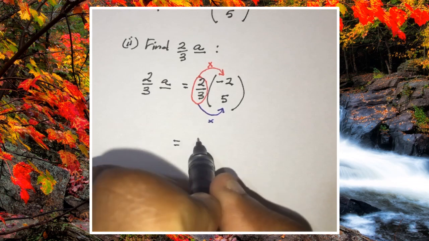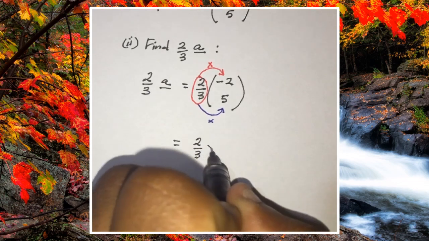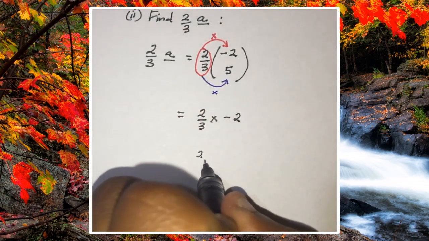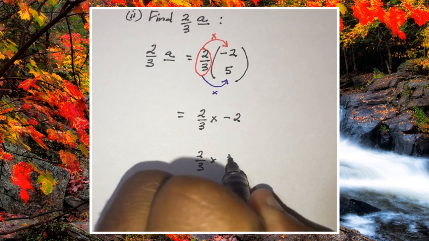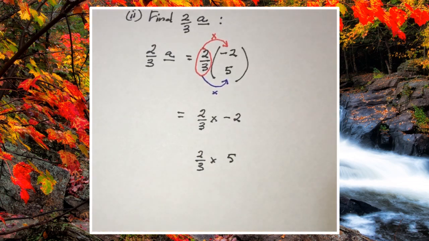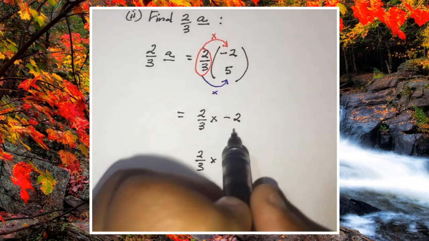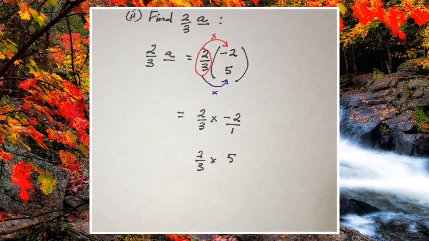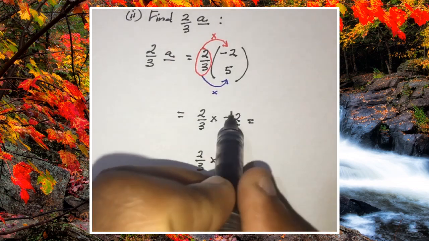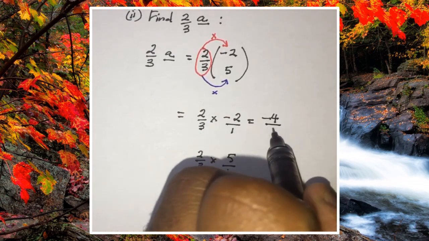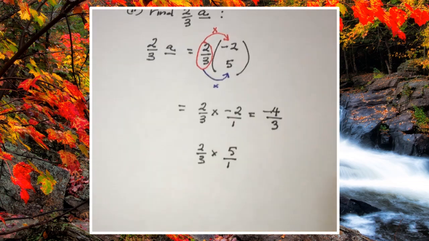So that will give us 2/3 multiplied by -2, and 2/3 multiplied by 5. I'm going to turn these numbers into fractions by putting them over 1. And just multiply across and done. So look now. 2 times -2 will give us -4. And 3 times 1 will give us 3. See? The first part done already.